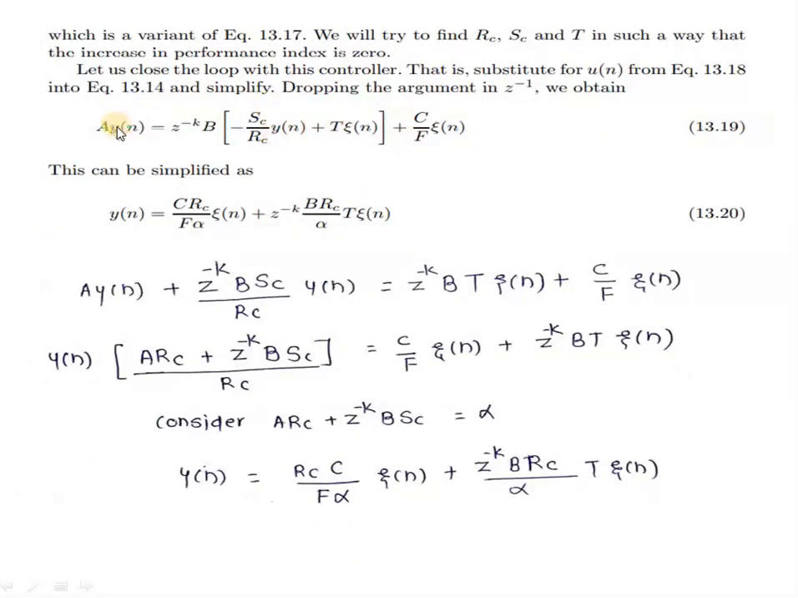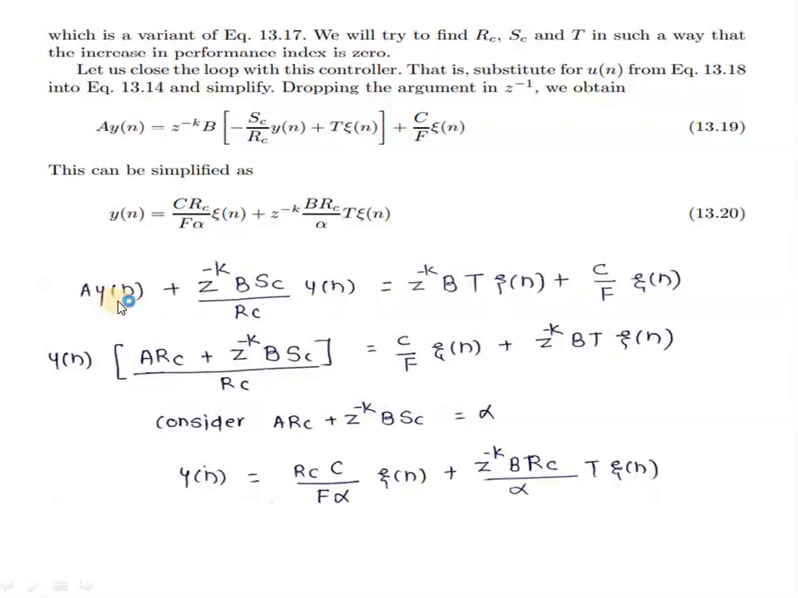Now we simplify this equation, and while simplifying we come up with this equation, that is y of n equals c into RC divided by f into alpha into z of n plus z raised to minus k b into RC divided by alpha into tau into z of n. Now here I give the solution of how this equation directly comes from the previous equation.